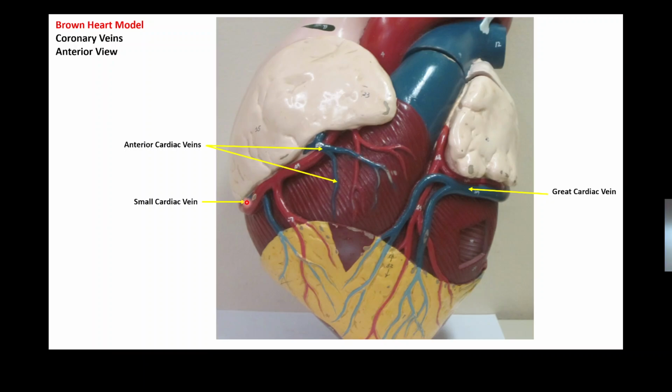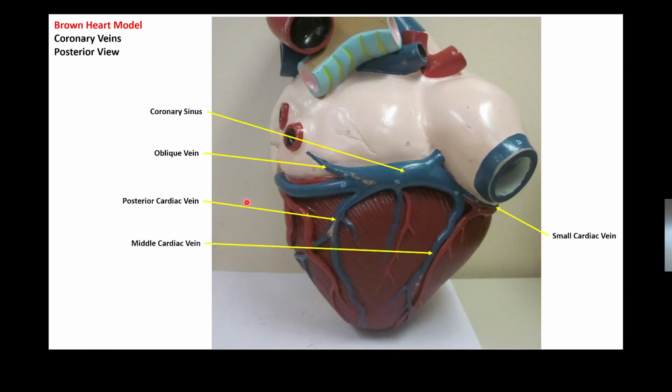Great cardiac vein, anterior cardiac vein, small cardiac vein. On the back of the heart, there are also three veins, but this time I want you to remember PMS. Again, we're going to read the vessels from the left to the right. P, M, and I'm going to use the small cardiac vein again. We're using that one twice.